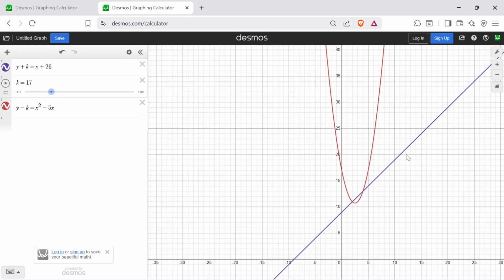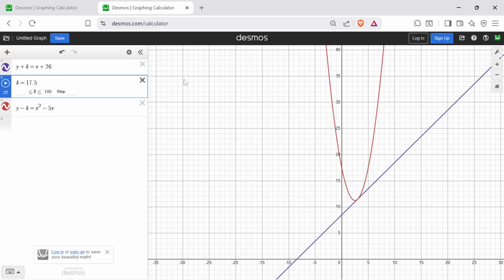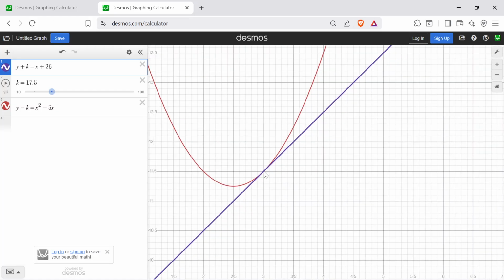Sometimes you can't get it exactly in the place. But I can see at 17, it's still crossing at 2 points. At 18, it was crossing at no points. So I put 17.5. And there you see, it only crosses at 1 point.